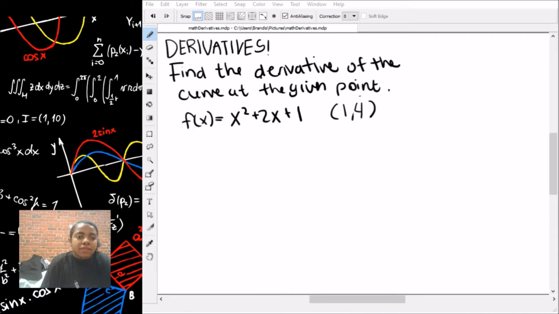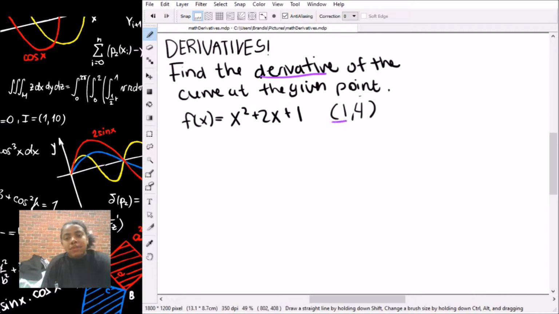Okay, here we have this problem. It's just to find the derivative of the curve at this point. So let's go for it. Let's try our limit as x goes to a formula. And all of these are honestly just plug and chugs.